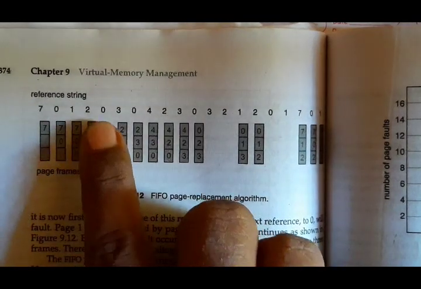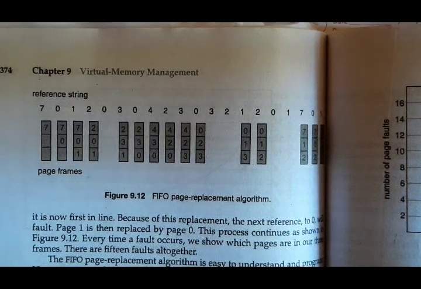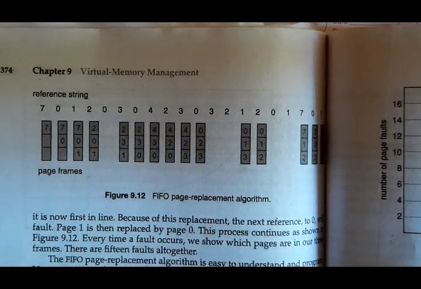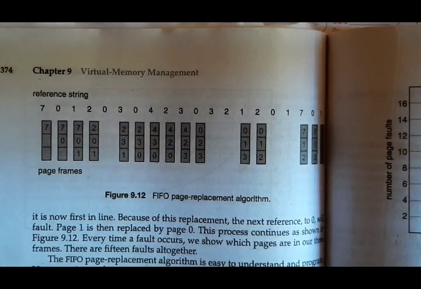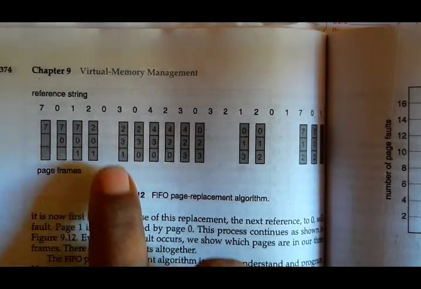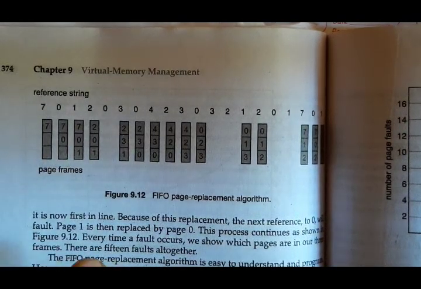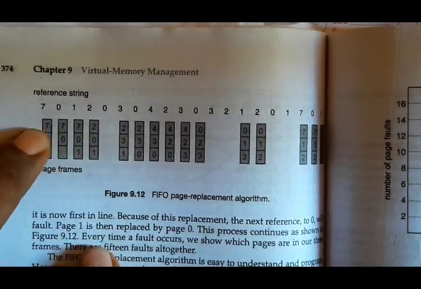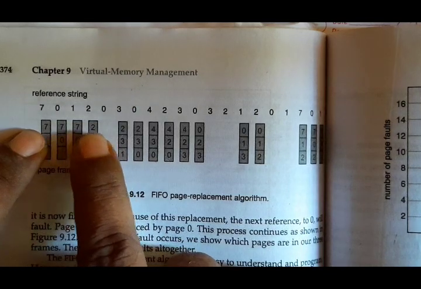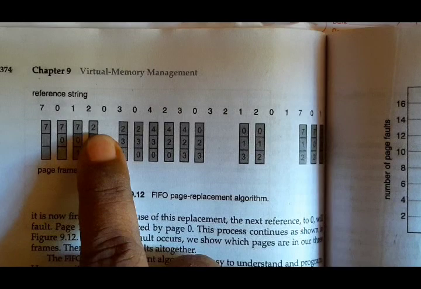Next, the CPU demands page 2. Which one do you have to replace? There is no space at all to allocate page 2. In the FIFO concept, the page that came first is the one to replace. Here 7 came first, so in place of 7 you replace 2. Clear?